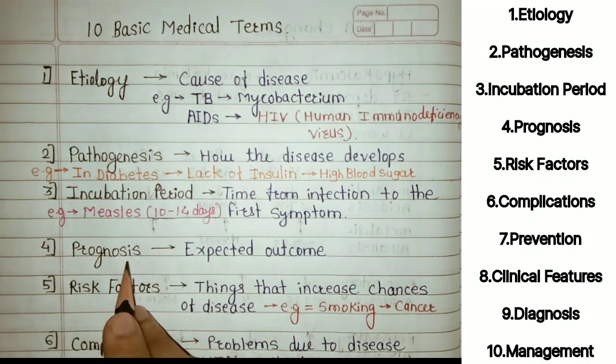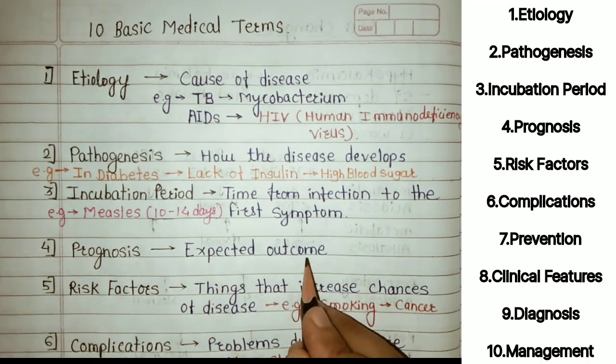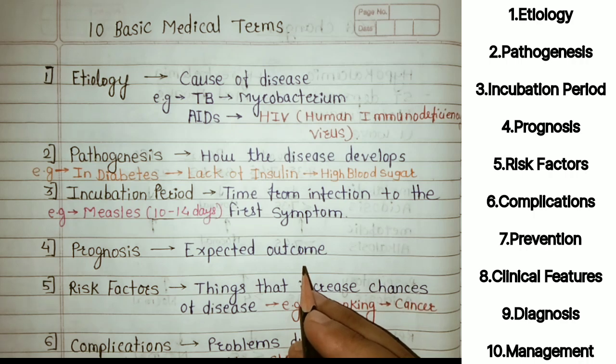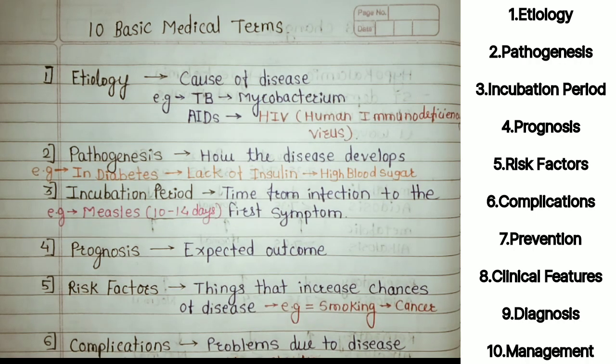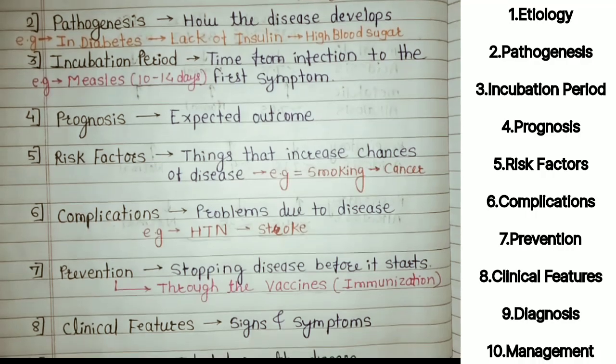Then the prognosis, the expected outcome. After giving treatment to the patient, what is the expected outcome, whether the patient's condition severely increases, or the disease rate decreases. That is prognosis.